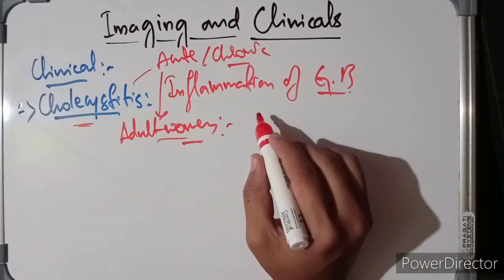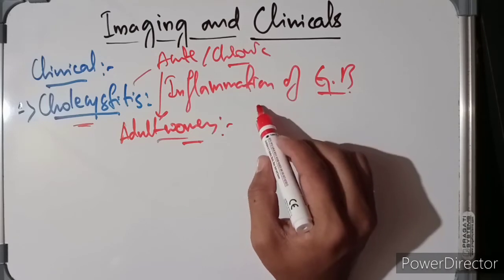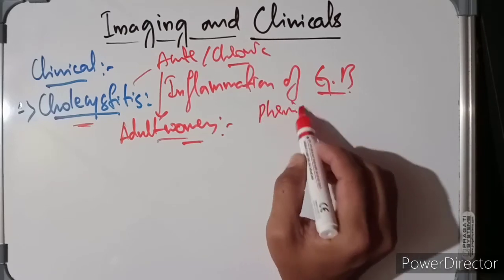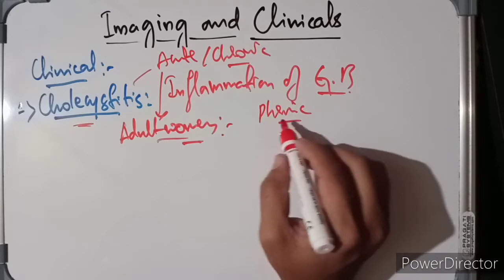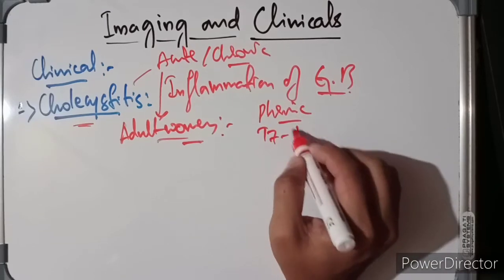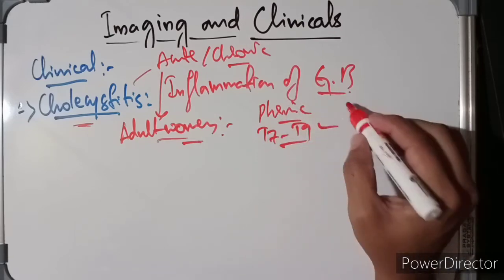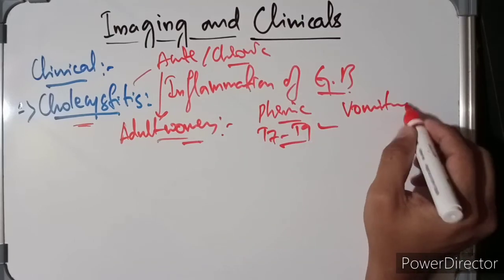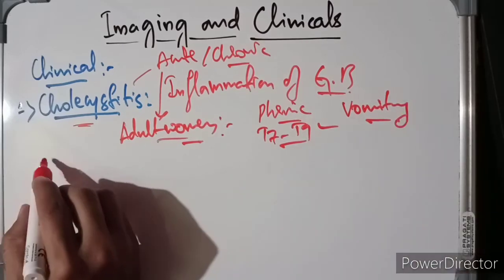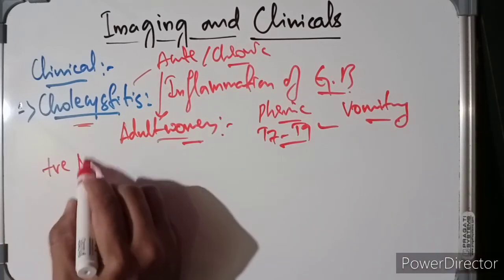The referred pain to the inferior angle of the scapula is due to the phrenic nerve, and the tip of the shoulder is due to the dermatomes T7 to T9, which are supplying it. It may also present with vomiting. And we also have something called a positive Murphy's sign.